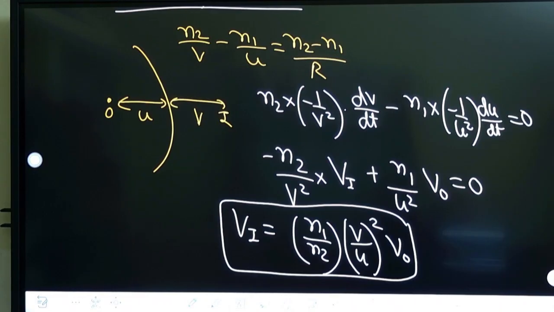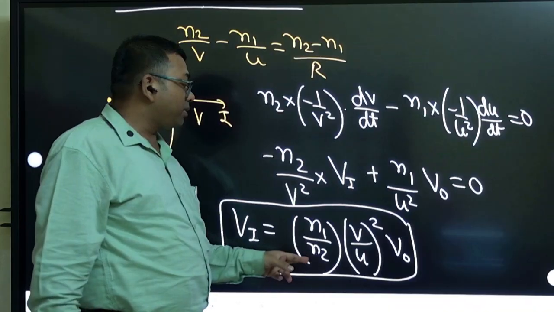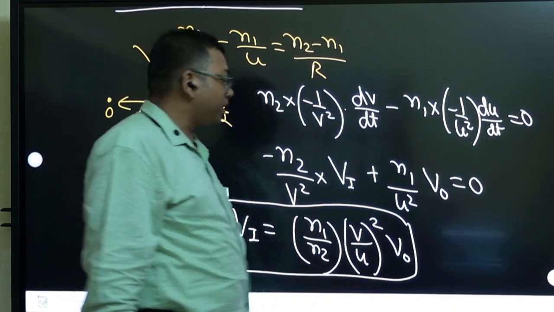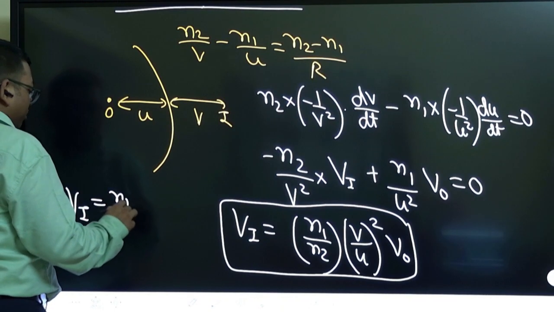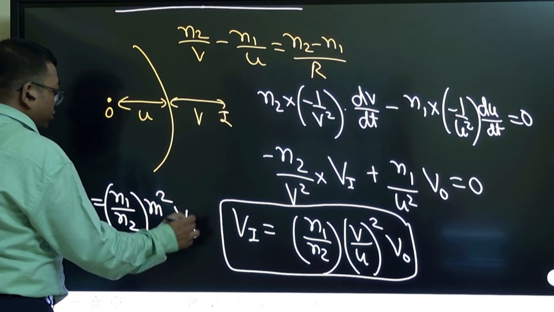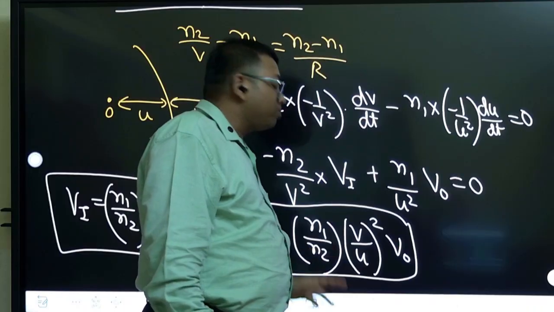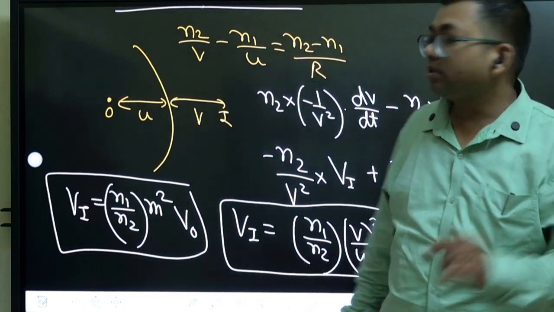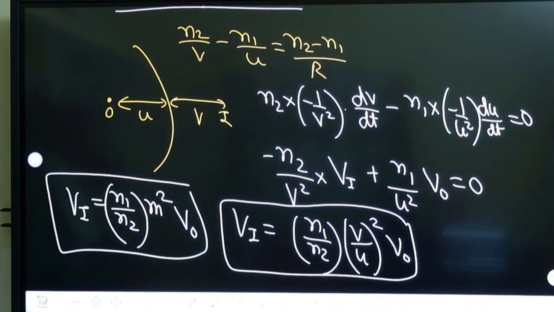When you are looking at the textbook modules, there is a mistake here. You have to read carefully. So this is the correct formula. In the module, there is a mistake in the formula. This n1 by n2 into v by u, v by u is lateral magnification. So vi is equal to n1 by n2 into lateral magnification square into velocity of object. This formula is the correct formula. In the textbook, they have made a mistake as n2 by n1. So note this. This is an important formula. If they ask questions on this, we can do that.